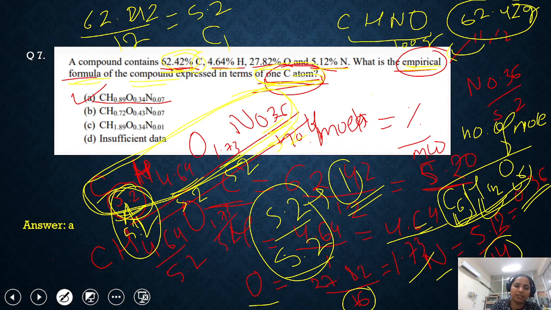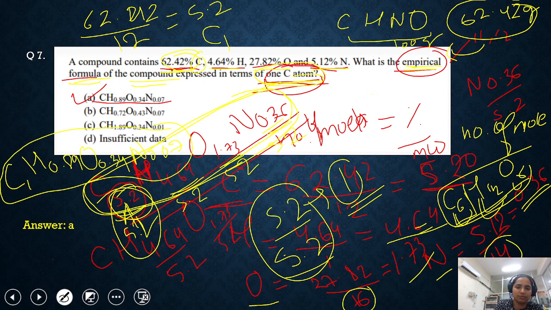So when you solve this, carbon will come as 1. Hydrogen, 4.64 divided by 5.2, will come around 0.89. Oxygen, 1.73 divided by 5.2, will come around 0.34. And for nitrogen, 0.36 divided by 5.2 will come around 0.07. So this is the empirical formula that they have asked for, for one carbon atom. Okay.